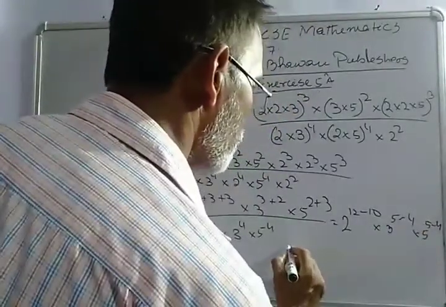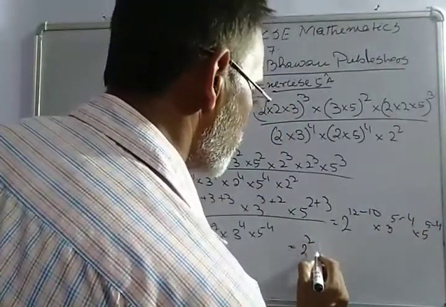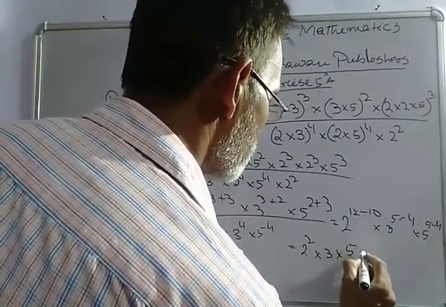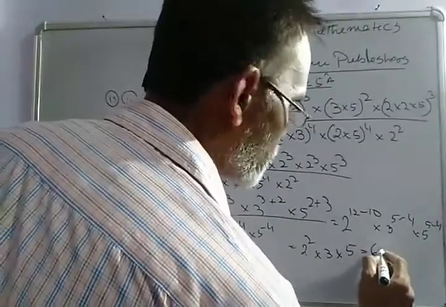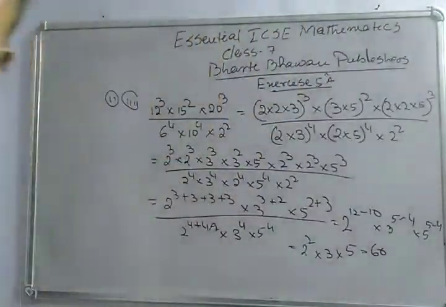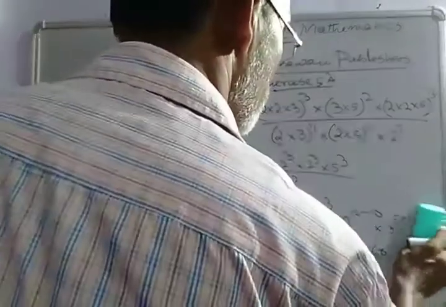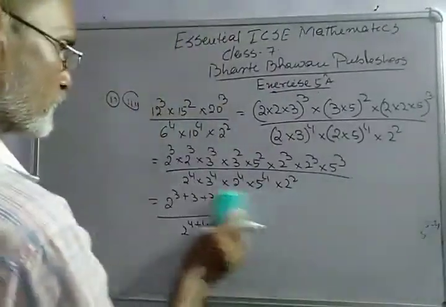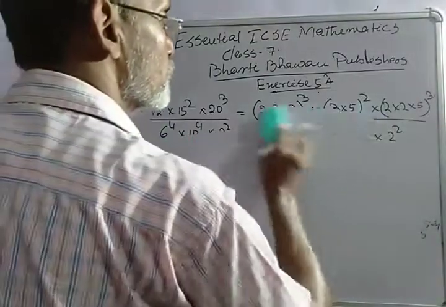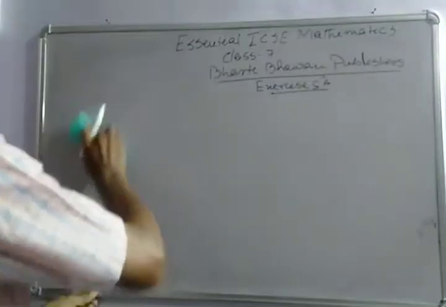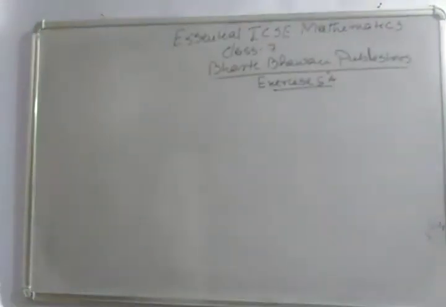So this is equal to 2 to the power 2 into 3 into 5. So this is 4 times 3 is 12, 12 times 5 is 60. Then the next one is number 12.